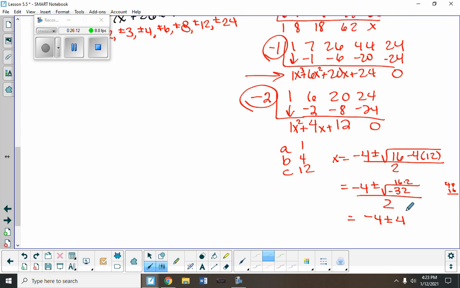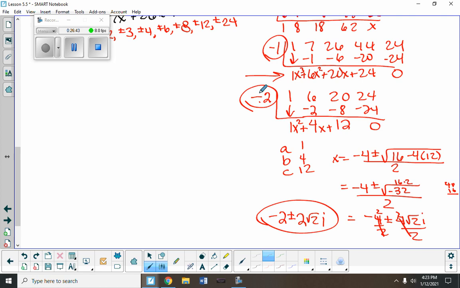So 4 comes out front. You're still going to have the square root of 2, and the negative becomes an i. Both of these get divided by 2. So the final answer then is -2 plus or minus 2, these become 2's, and then root 2i. So there are 2 answers there: -2 plus 2 root 2i, and -2 minus 2 root 2i, and then -2 and -1.